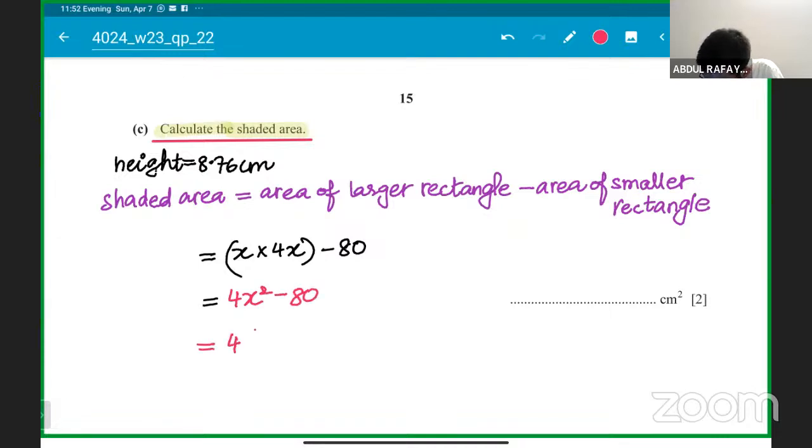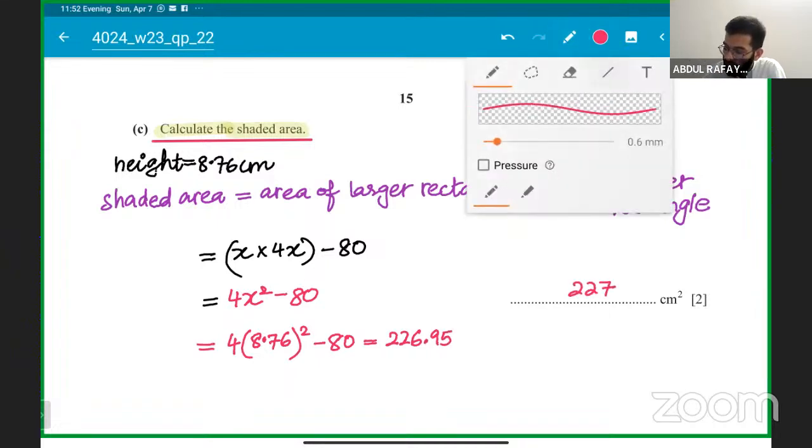Substitute the value of x. X value is, sir, 4 times of 8.76 whole square minus 80 is equals to that thing. Okay, 4 times of 8.76 square minus 80. So I'm getting 226.95. So you should round it off, students, to 227 centimeters square.